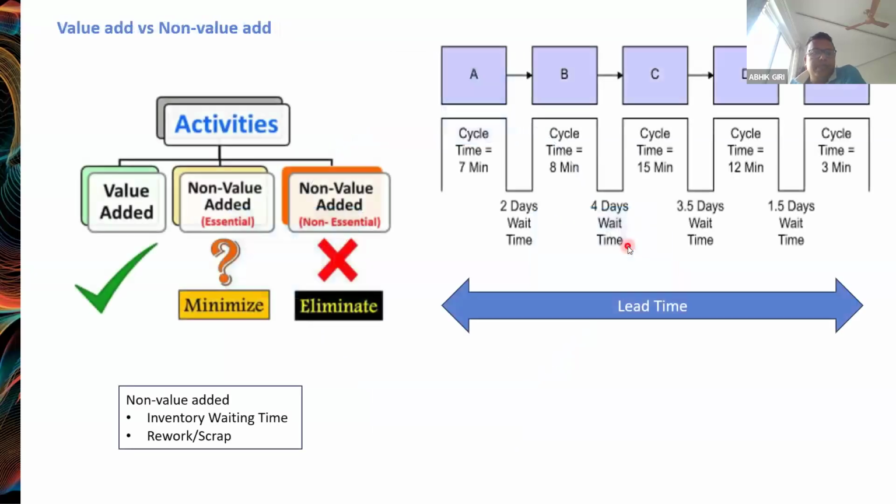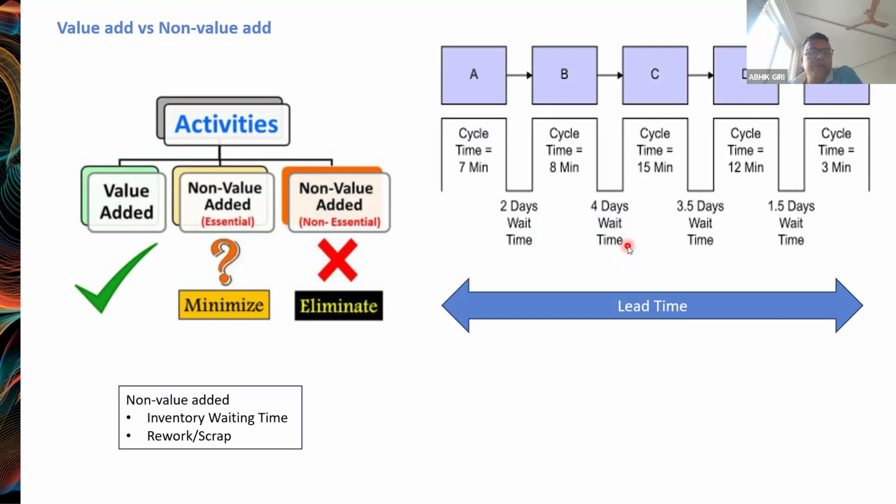Okay, in any kind of supply chain problem, the activities could be divided into three categories: value added, non-value added essential, and non-value added non-essential. Non-essential we should try to eliminate, essential we should try to minimize, and non-value added activities could be things like inventory, waiting time, and rework or scrap.